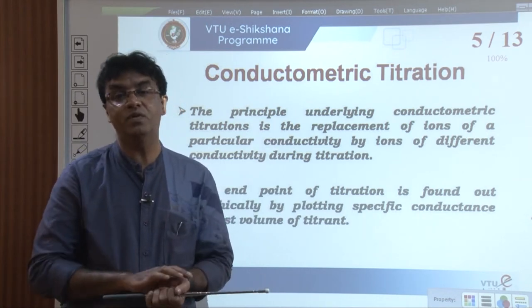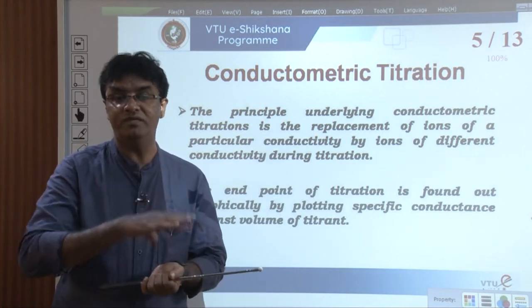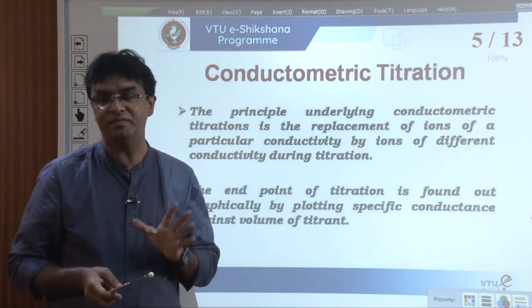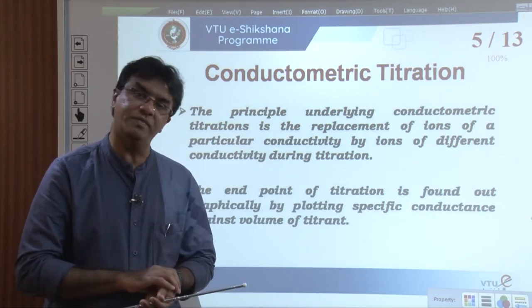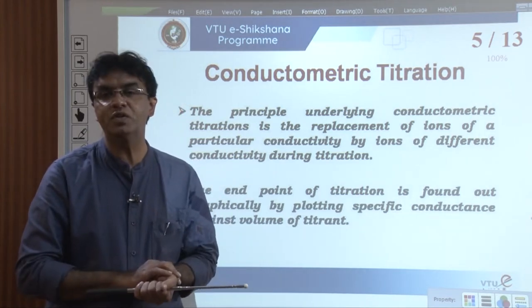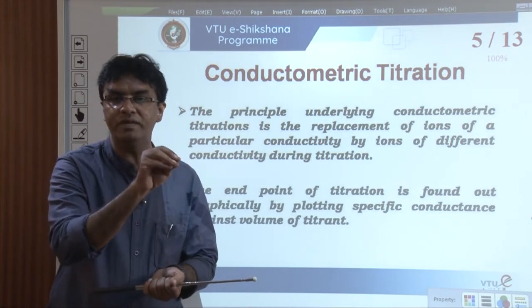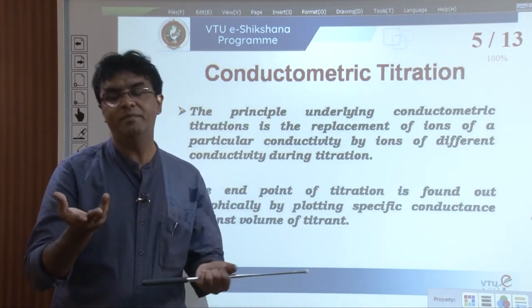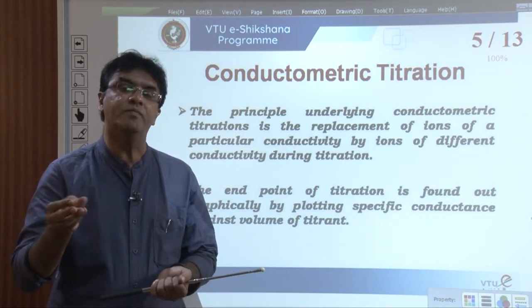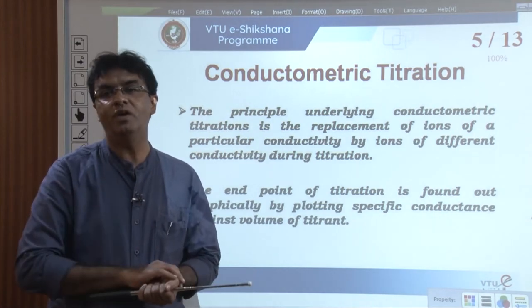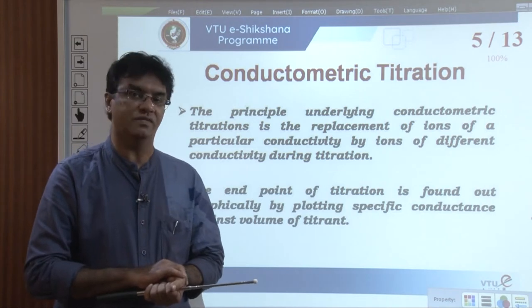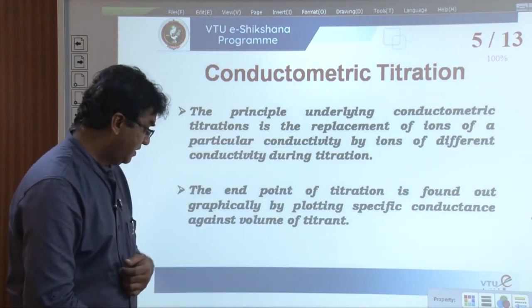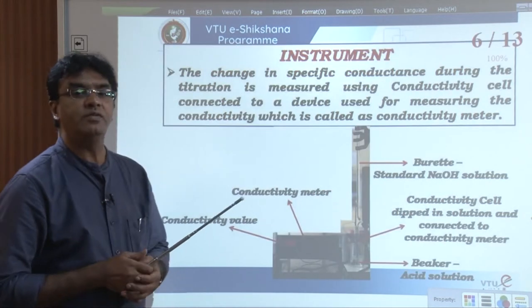And the end point of the titration is found out graphically by plotting conductance against volume of the titrant. So what we do is, we keep on adding a certain fixed amount of the solution from the burette every time into the beaker containing some other chemical species. When we do so, gradually the conductance changes, because the ions of certain conductivity will be replaced by ions of some other conductivity. Thereby, there will be a change in conductance throughout the course of the titration. By plotting the change in conductance versus volume of the titrant, we can find out the concentration of the given species in the chemical solution. So this is the basic principle behind conductometric titration.